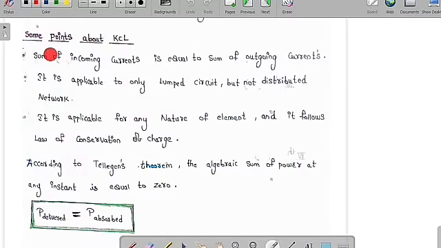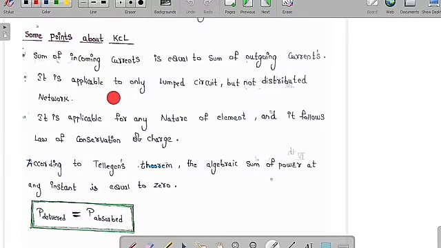Now we are going to learn some important points regarding KCL. The sum of incoming currents is equal to the sum of outgoing currents. At any node or junction, the sum of incoming currents is always equal to the sum of outgoing currents. It is applicable only to lumped circuits but not distributed networks. So KCL applies only to lumped circuits.